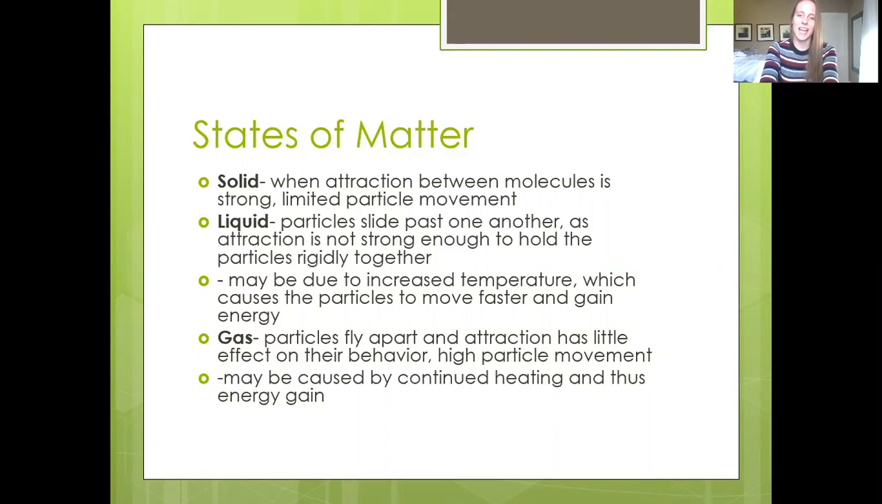And then gases have very weak attraction between the particles. That allows for a lot of movement between the particles. The particles can fly apart from one another. It allows them to change not only their shape, but also their volume. So you can condense gases, but they can also diffuse and spread out to fill an entire room.